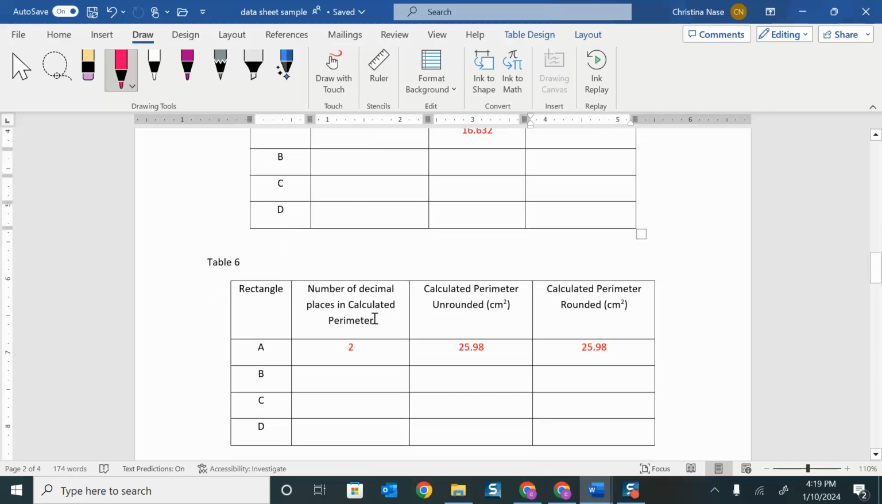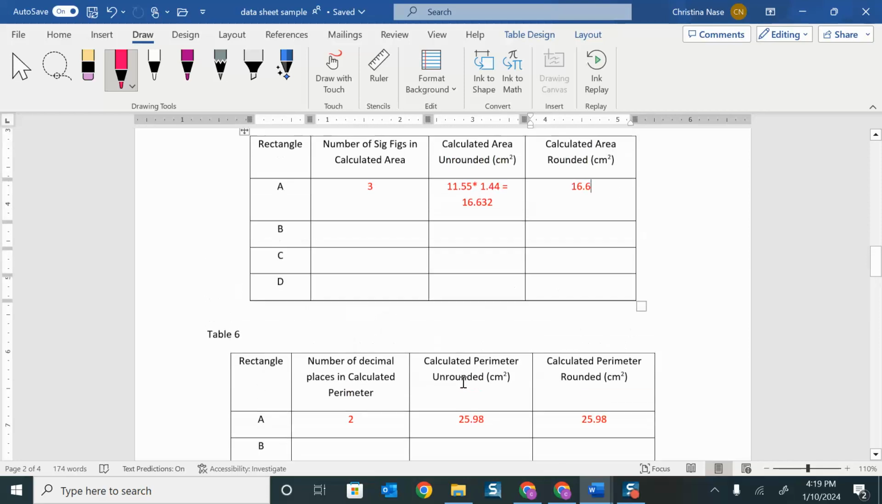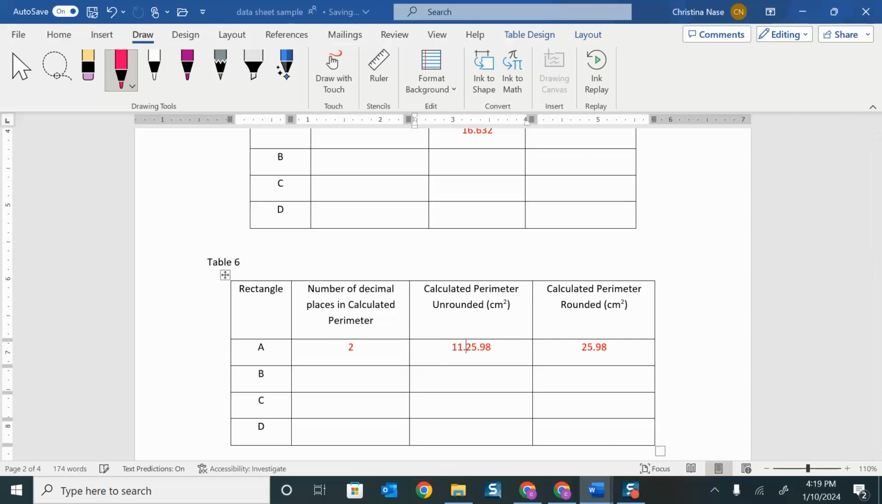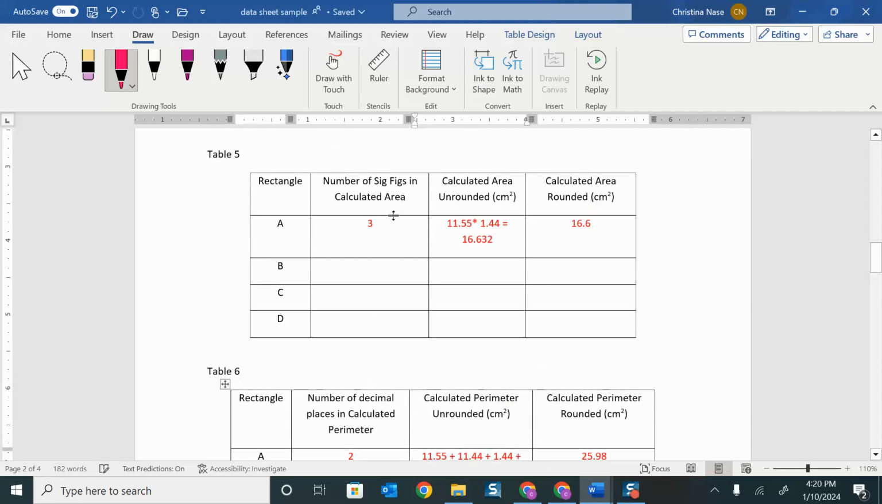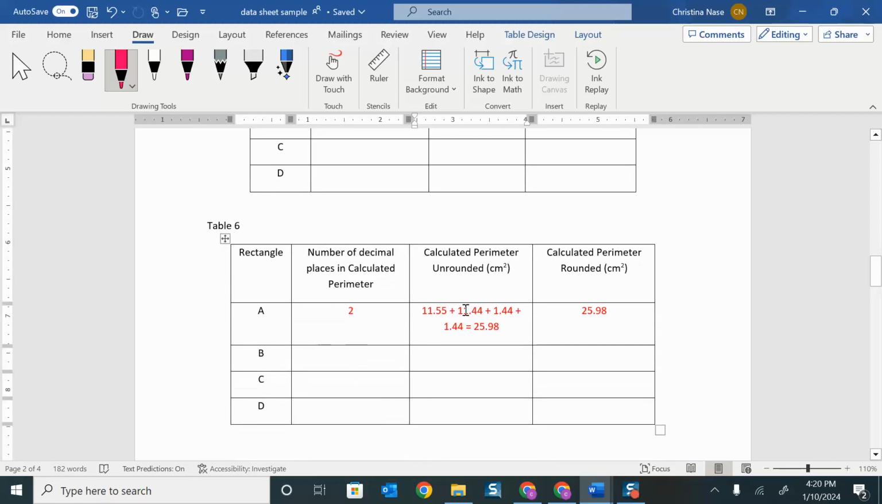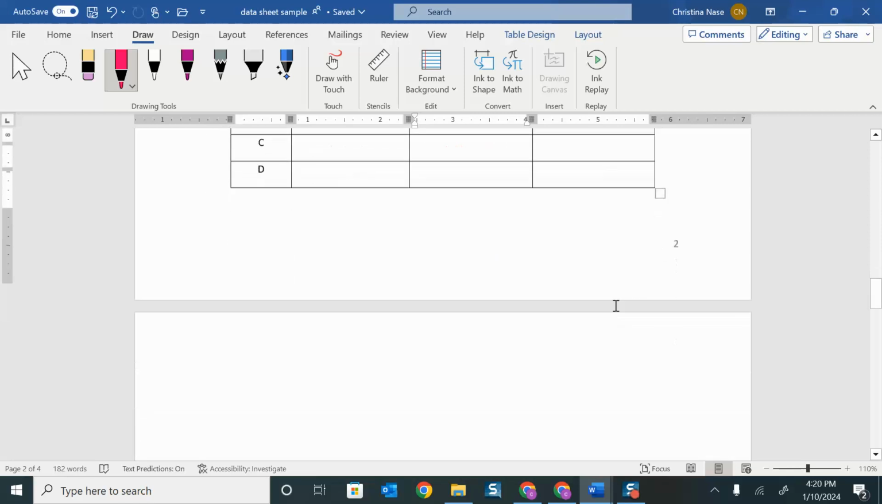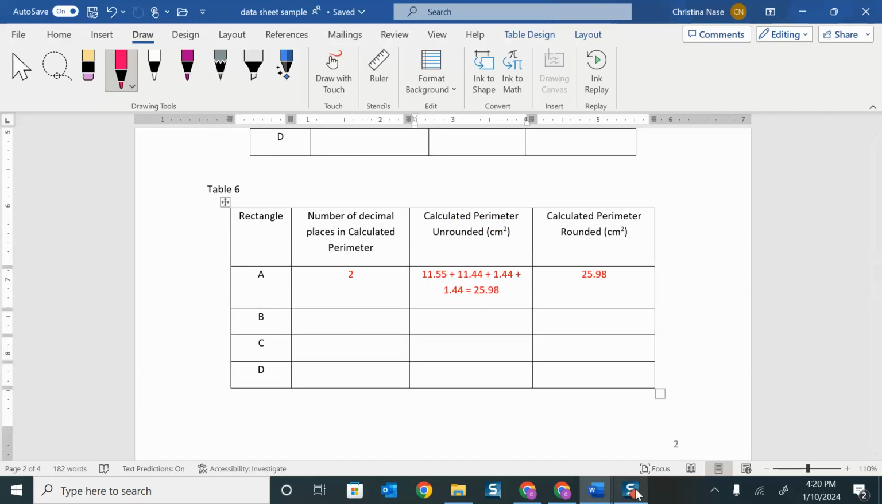I'm going to do the same thing for my perimeter that I did before. I'm going to add up all these parts: 11.55 plus 11.55 plus 1.44 plus 1.44. Everything we measure using ruler 2 is going to have 2 decimal places. When I add them up, I end up with 25.98, and I'm going to keep those 2 decimal places. It works out perfectly. I didn't have to round or anything. It's still 25.98. And that's about it. You have some post-lab questions to answer with that as well.